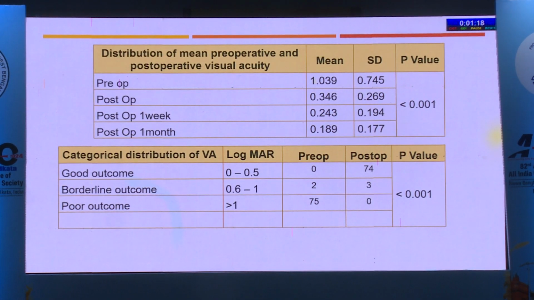The pre-op visual acuity mean was found to be 1.039, and post-op visual acuity mean was found to be 0.346, and standard deviation 0.269. Post-op 1 week visual acuity mean was 0.246 and standard deviation was 0.194, and post-op 1 month was 0.189, and the p-value was found to be 0.001, which was statistically significant.